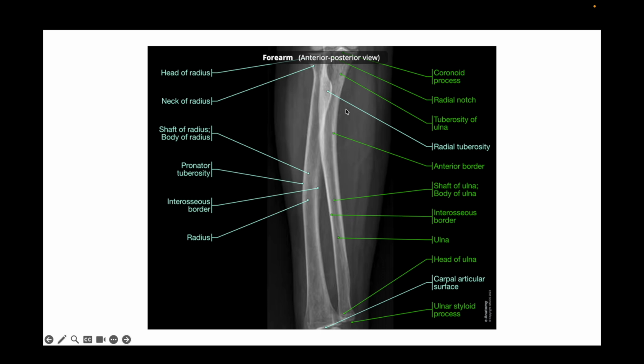Again, this is an X-ray of the forearm. You've got the head of the radius here, the neck, and then the shaft. The only other thing you'll need to know is the radial tuberosity. All the little structures here that they've labelled, you probably don't need to know. You will need to know actually the coronoid process of the ulna.